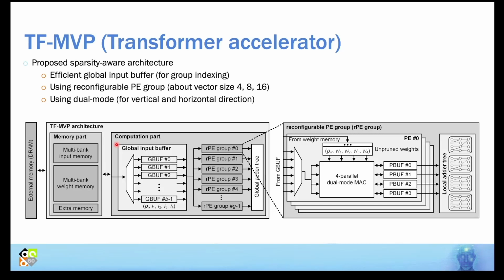For this, we propose the following three. We do pruning on a vector basis, and it can be packed in a group size of 4. So we can do group indexing, and it makes an efficient global input buffer. In addition to supporting 4 unit vectors, we also support 8 and 16 unit vectors simultaneously. To do this, we created the concept of a P group, which bundles 4 P's with 4 MAC units each, allowing the runtime to reconfigure the 16 MAC units as a single unit to manage them.